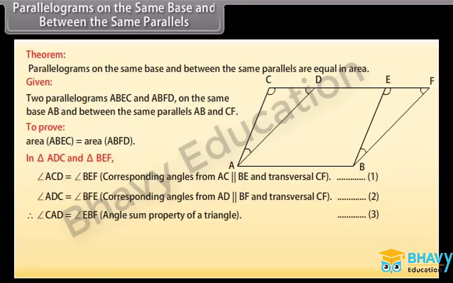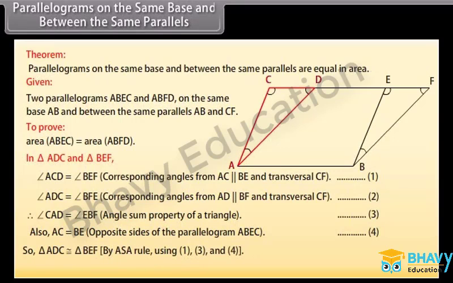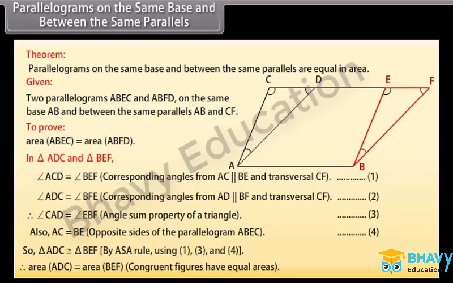Mark it as 3. Also, AC is equal to BE, opposite sides of the parallelogram ABEC. Mark it as 4. So, triangle ADC is congruent to triangle BEF by ASA rule using 1, 3 and 4. Therefore, area of ADC is equal to area BEF because congruent figures have equal areas.